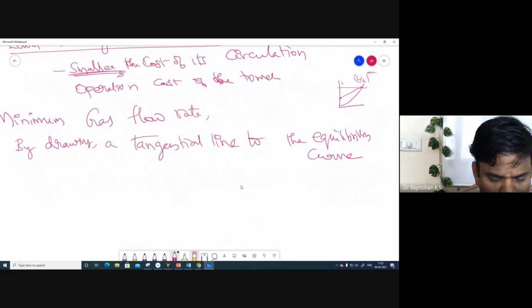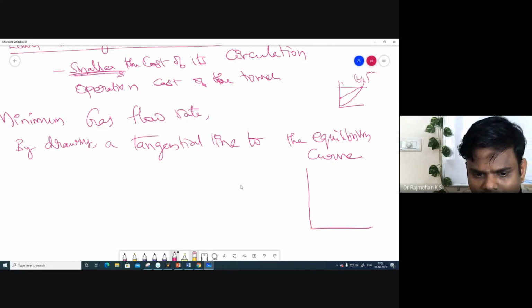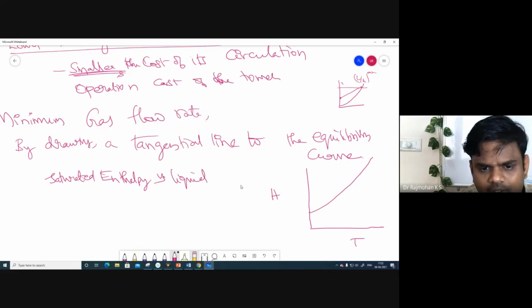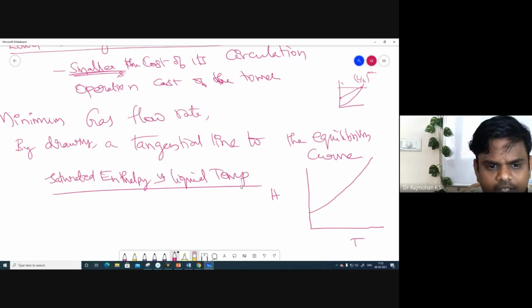So how to do that? What we will do is we will have the equilibrium curve. What equilibrium curve? It is H versus T. It is a plot of H versus T. What is your H? It is your enthalpy. That's why it is an enthalpy equilibrium curve, the saturated enthalpy curve. So the plot between saturated enthalpy versus liquid temperature is called the equilibrium enthalpy curve. Okay, so that is the H versus T plot, and the equilibrium data is plotted like this.